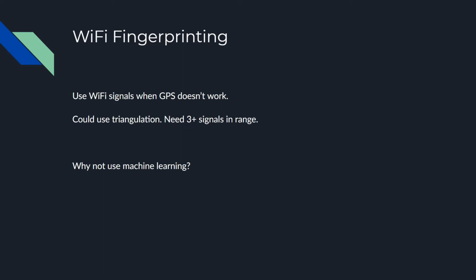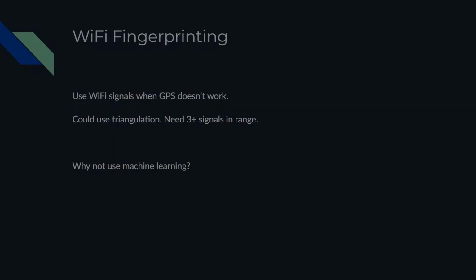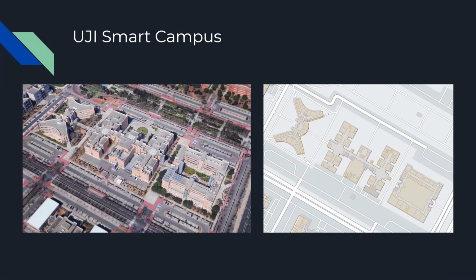So why not use machine learning or other types of learning algorithms to try and predict somebody's location based on the wireless access point data? Well, there's been a lot of research into this field. UJI, the University of Jaume I, has had a smart campus that they've been trying to get up and running for a long time. On their website, you can find a much more expressive 3D map, and you can also find their data sets that they've tried to use for Wi-Fi fingerprinting on the campus. So this is the data set that I decided to use for mine.